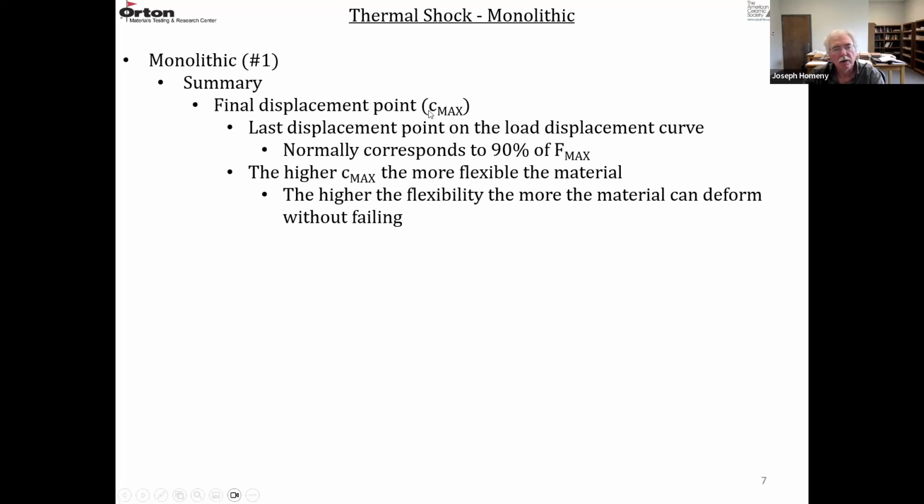And then the final displacement point, Cmax, the last displacement point on the load displacement curve, is taken as 90% of the F max, the maximum force. When I used to run these, I used to run them out till basically zero load. So the higher the Cmax, the more flexible the material, the more the material can deform without failing, the better the thermal shock resistance.